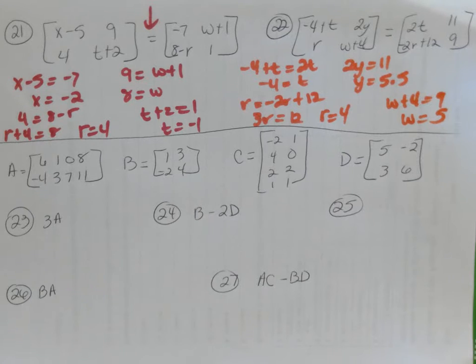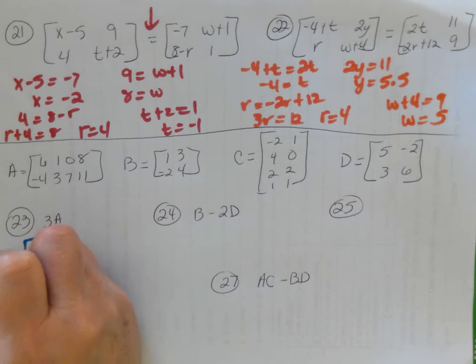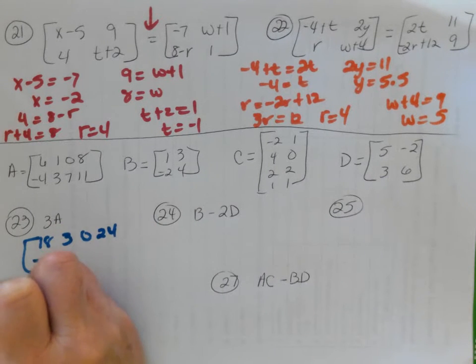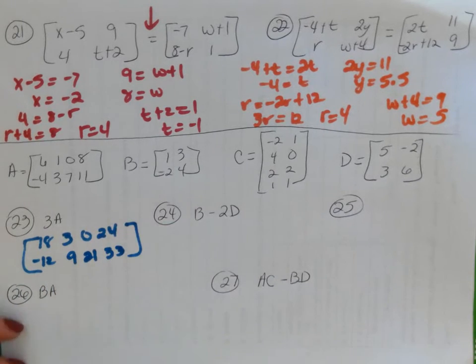Okay, now we're down to matrices that we get to play with again. First one says multiply matrix A times 3. Everything inside matrix A times 3 gives me, I can do that without writing it down, I get 18, 3, 0, 24, negative 12, 9, 21, 33.